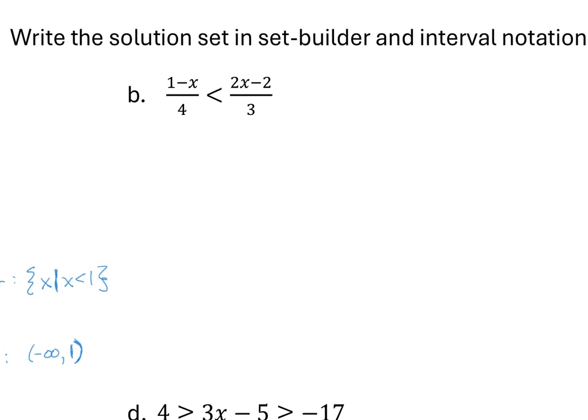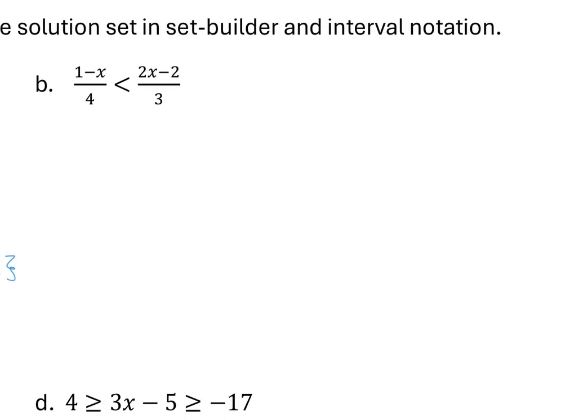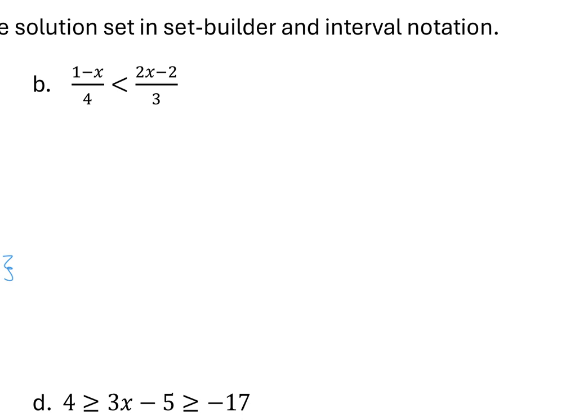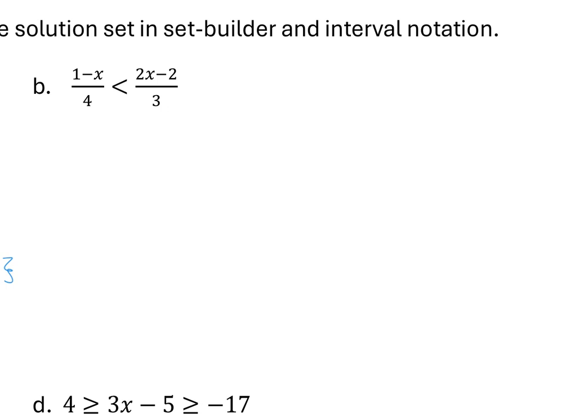All right, let's look at one more basic one. So let's look at example B. We have 1 minus x over 4 is less than 2x minus 2 over 3. We do have fractions on this one, so the first thing that we want to do is get rid of the fractions. Our least common denominator is 12. And so you can either write both of these with a denominator of 12, or we can multiply both sides by 12.